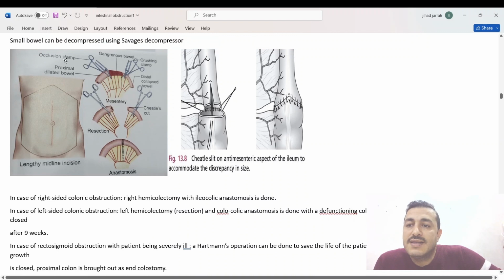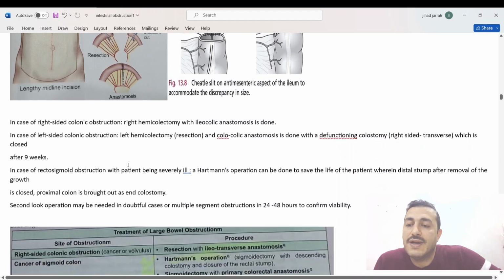Here are the steps. Here is the gangrenous part which causes intestinal obstruction. We resect and they close the mesentery. They do anastomosis. Here is the Cheatle's cut. They do anastomosis and here they close the mesentery. It can prevent future internal hernia.